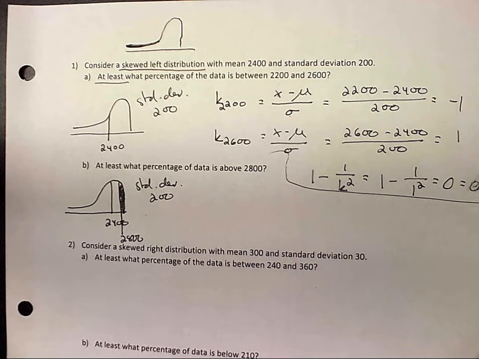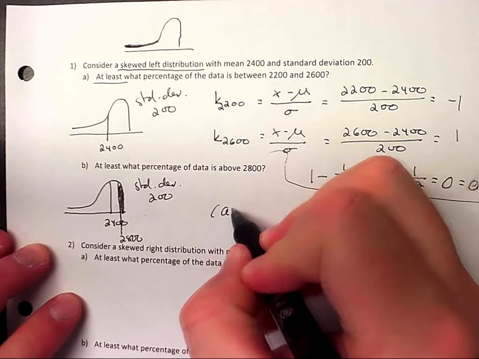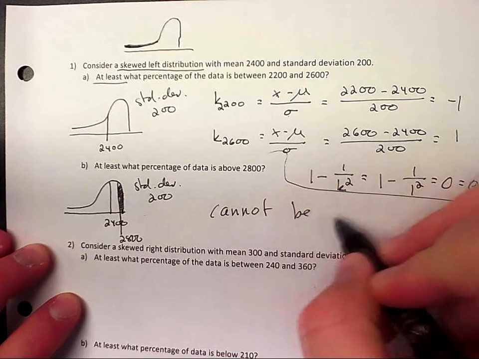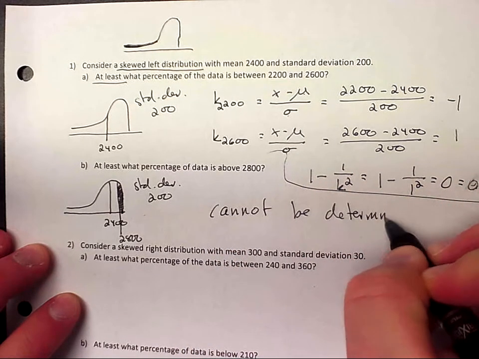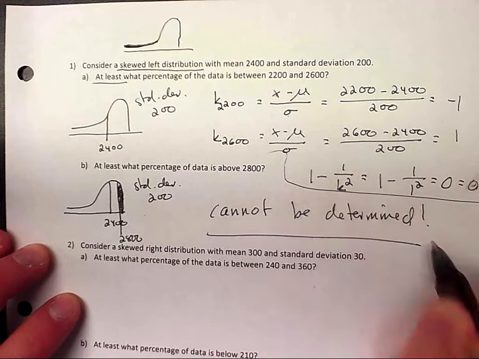But what do we compare that to? There's nothing to compare to. So is it possible to have the same numbers, but one is positive, one is negative? It's not possible to have it. So therefore, this right here cannot be determined.